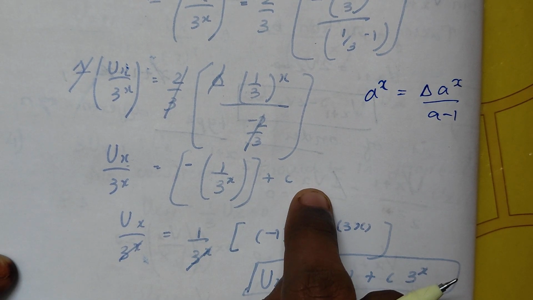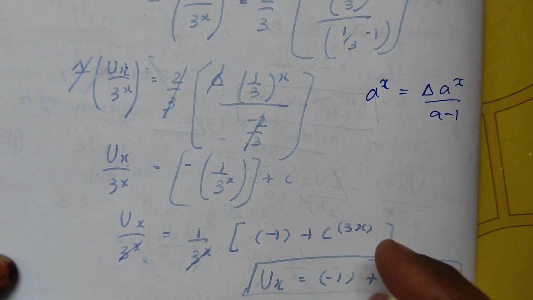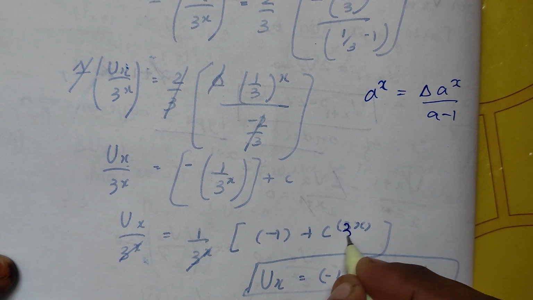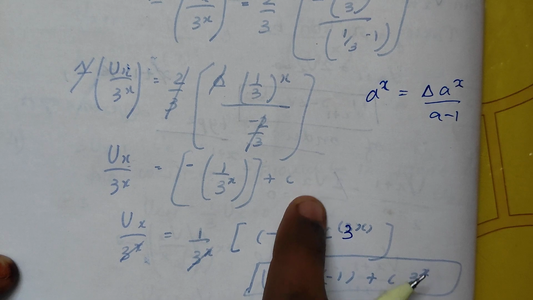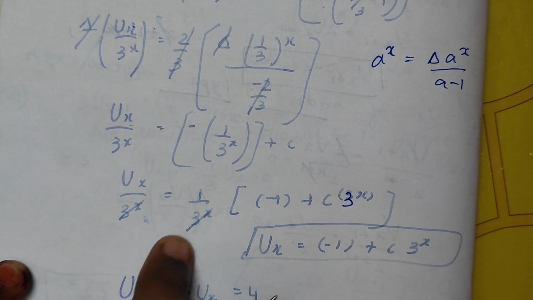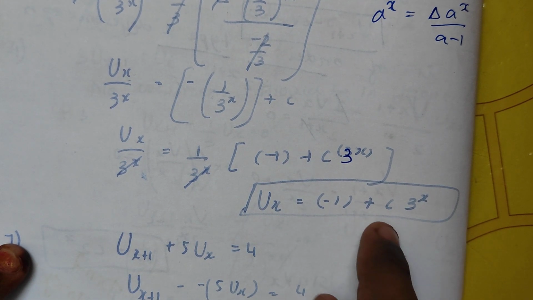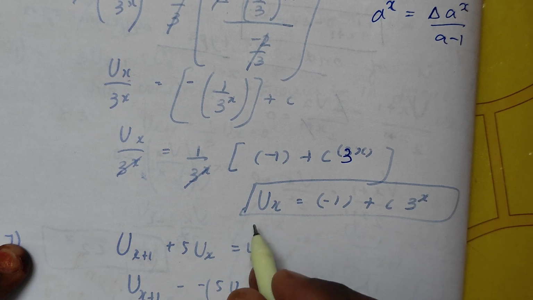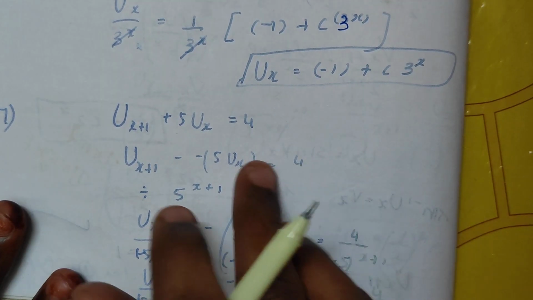Then if you take LCM, you will get minus 1 plus c into 3 power x, over 3 into 3 power x. After taking LCM, you will get both denominators the same, right? This 3 power x and this 3 power x will get cancelled. u(x) is equal to minus 1 plus c into 3 power x, which is the answer. We will see one more problem for better clarification.